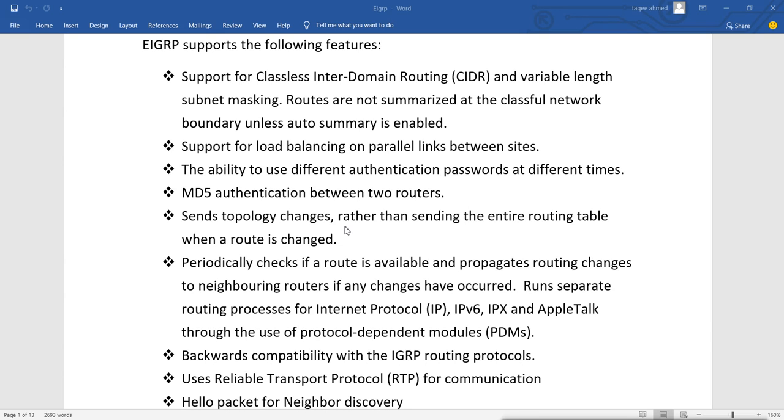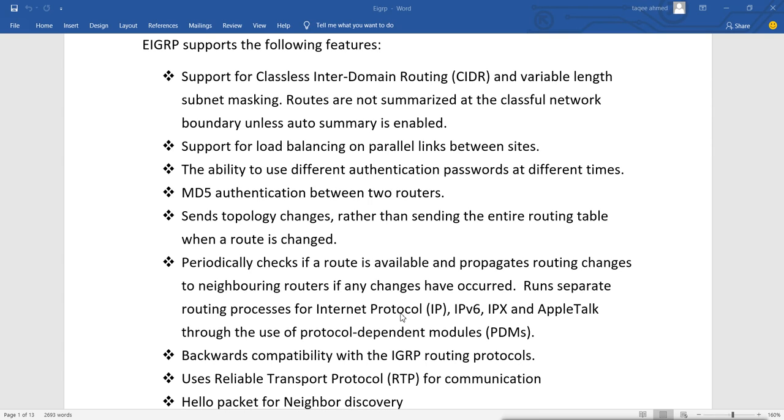It uses decremental update. Then it periodically checks if a route is available and propagates the routing changes to neighboring routers if any changes have occurred, and runs separate routing protocols for Internet Protocol, IPv6, IPX and AppleTalk. That is also one advanced feature here in EIGRP. It also checks periodically, that means it always sends hello messages for route changes in the neighbor, and it can run different routing protocols for different protocols.